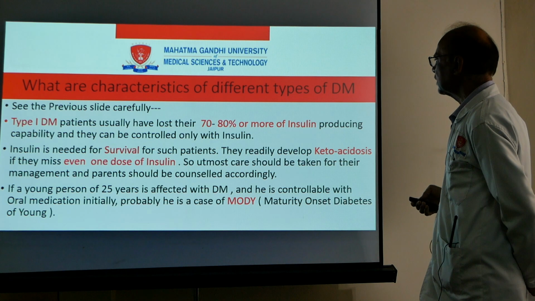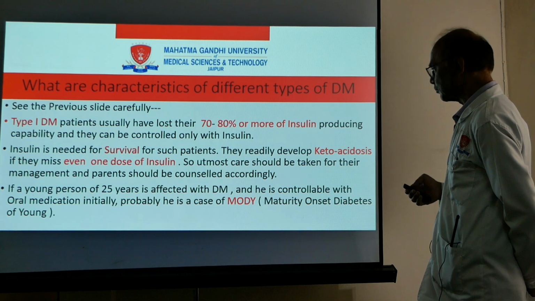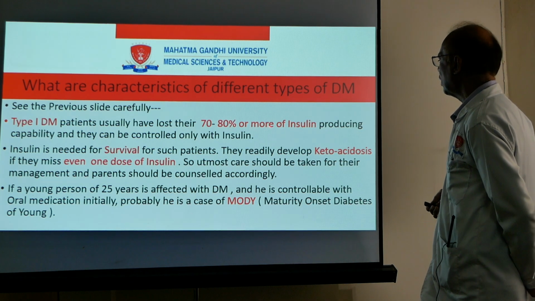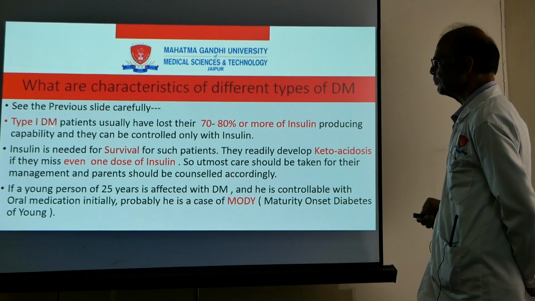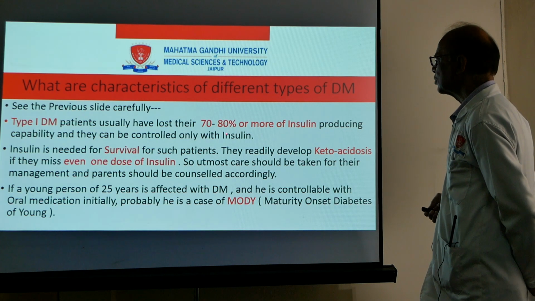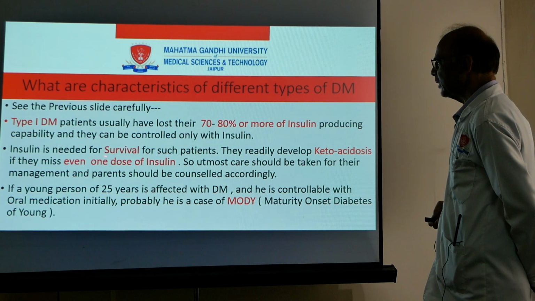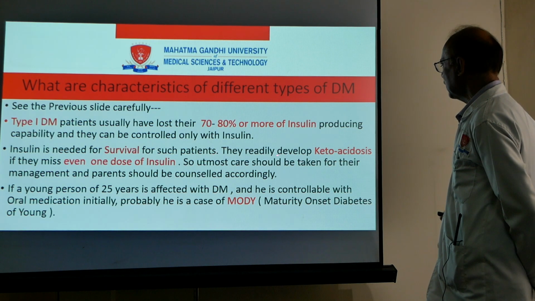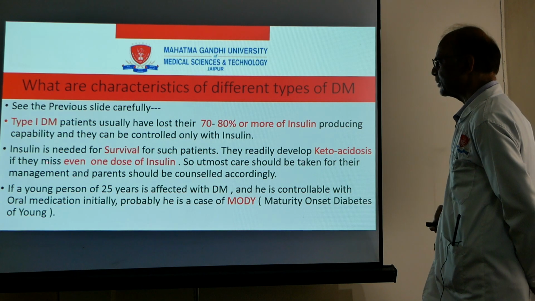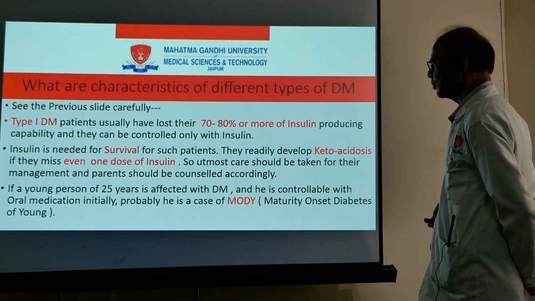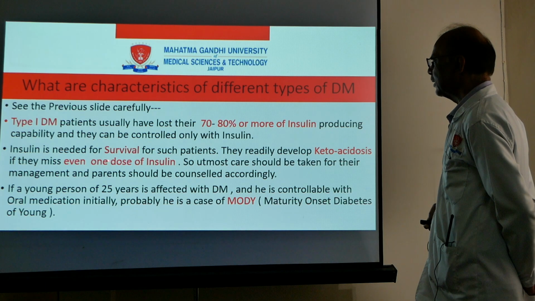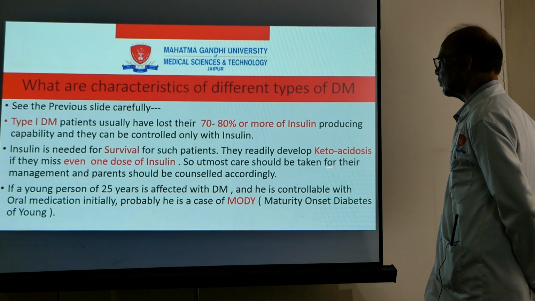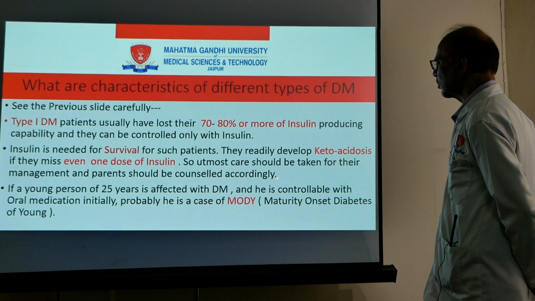And what are the characteristics of the different types of diabetes mellitus? So type 1 patients usually have lost 70 to 80% or more of their insulin production capacity, and they can be controlled only with insulin. Insulin is needed for survival of such patients in type 1 diabetes mellitus. They readily develop ketoacidosis if they miss even a single dose of insulin. So this should be explained well to such patients and their attendants. Utmost care should be taken for their management, and parents should be counseled accordingly.